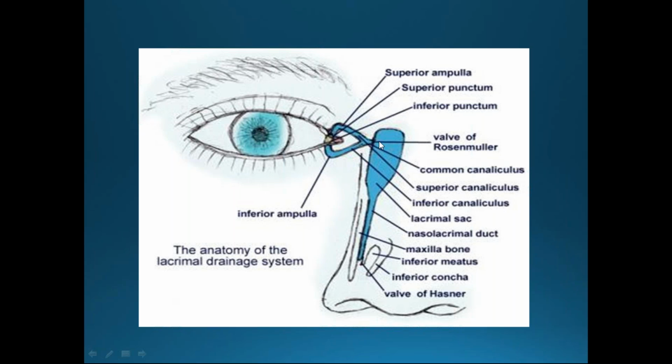The small valve present at the junction of the opening of the common canaliculus into the lacrimal sac is called the valve of Rosenmuller. The valve present at the opening of the common canaliculus into the lacrimal sac is called the valve of Rosenmuller.